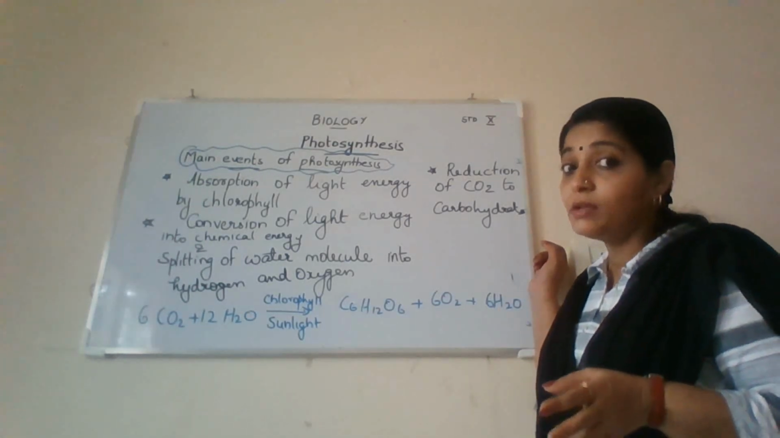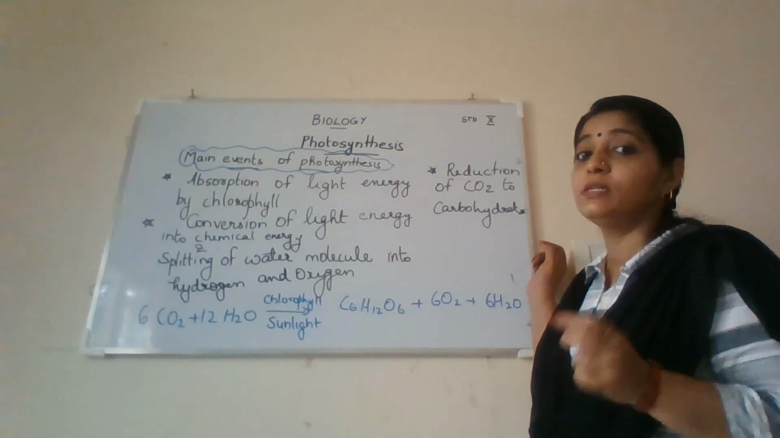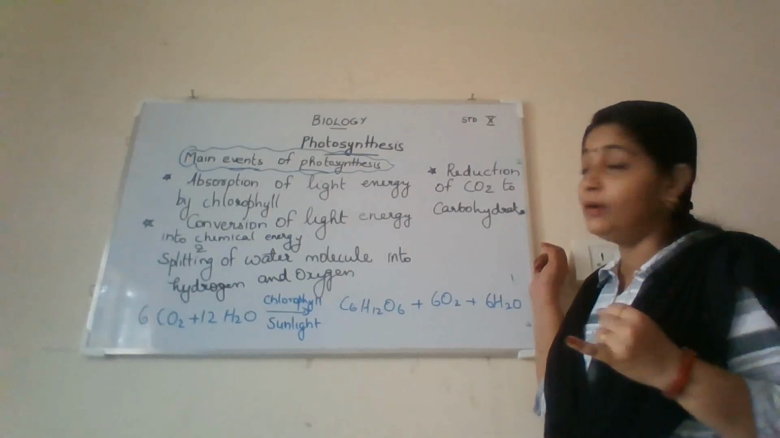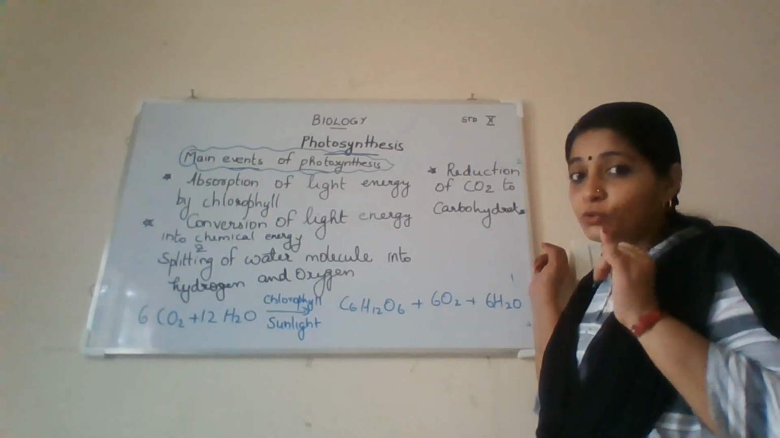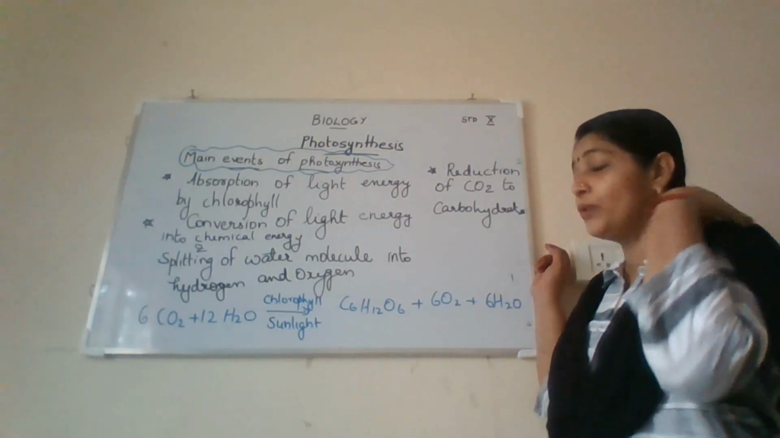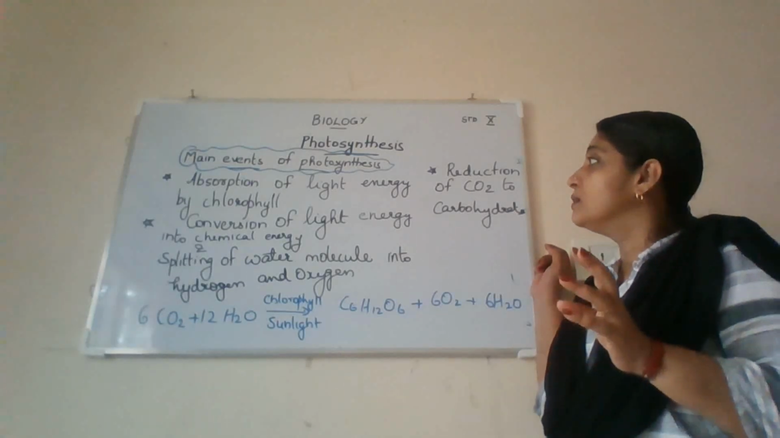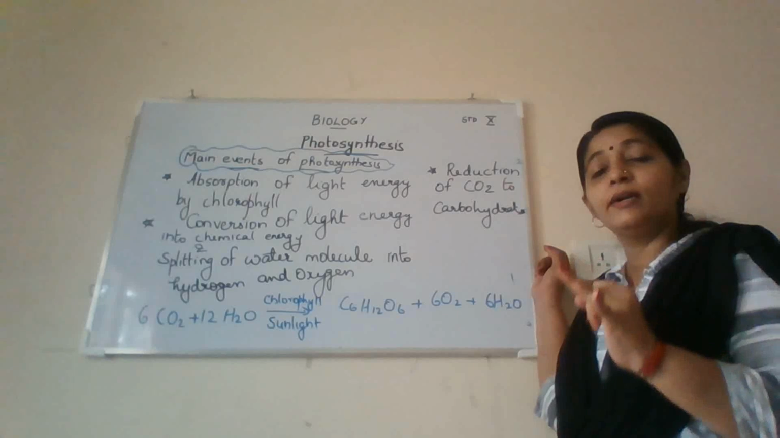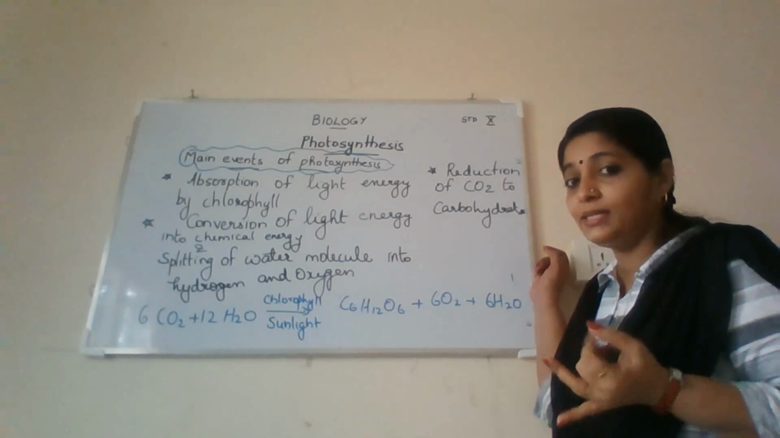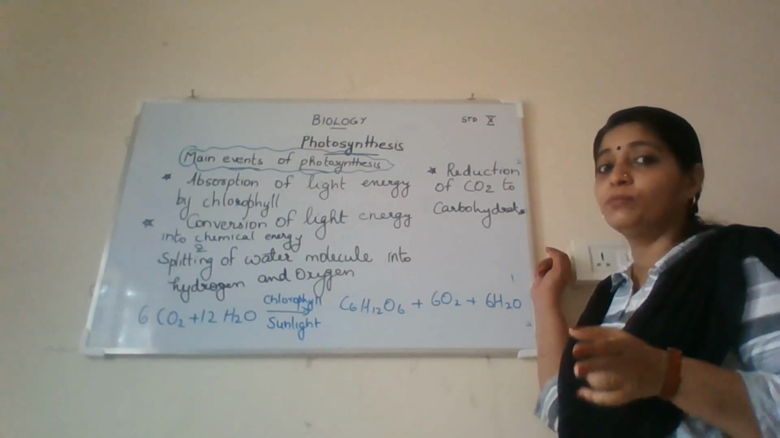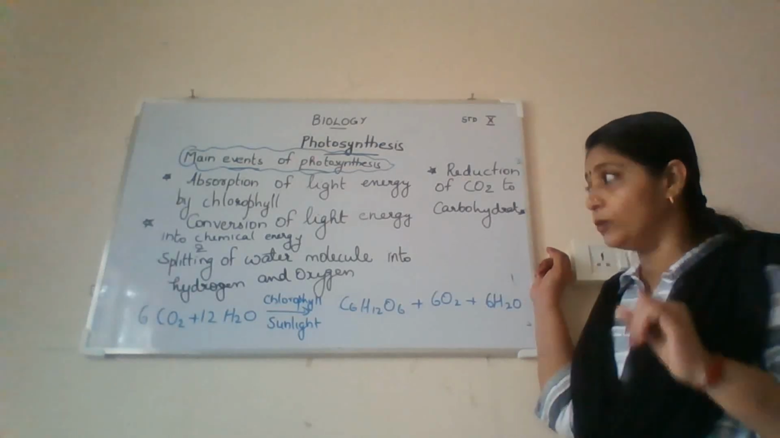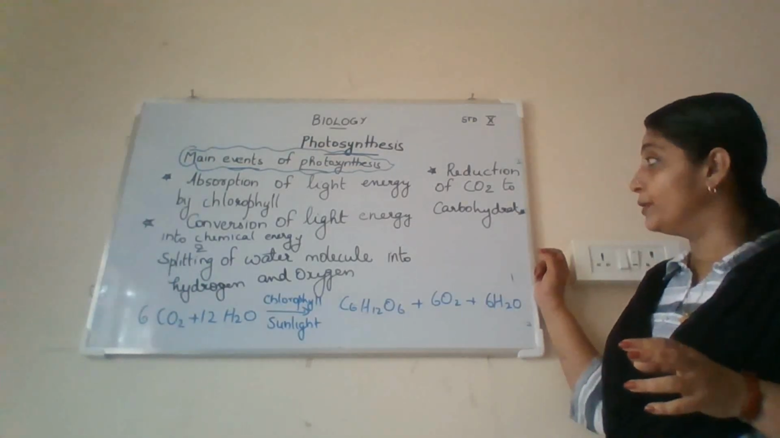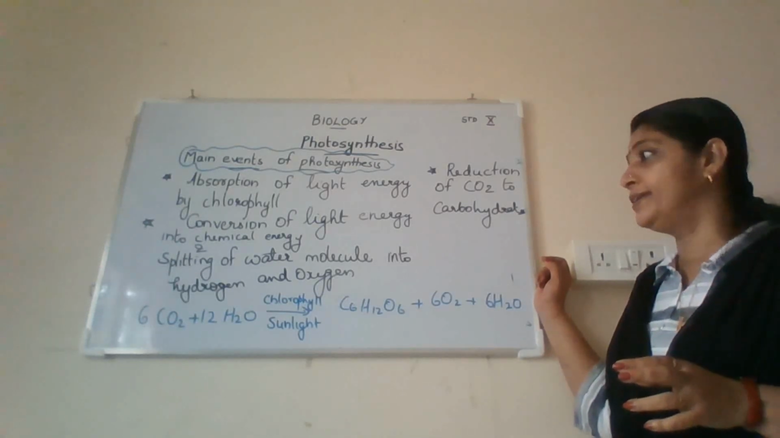Usually for the board exam, for 3 marks they ask this question: which are the major events involved in the process of photosynthesis. I need everyone to study these three processes thoroughly. The first is the absorption of light energy by the chlorophyll. Second, conversion of light energy into chemical energy, and splitting of water molecules to form hydrogen and oxygen. And the third one is the reduction of carbon dioxide to form carbohydrates.